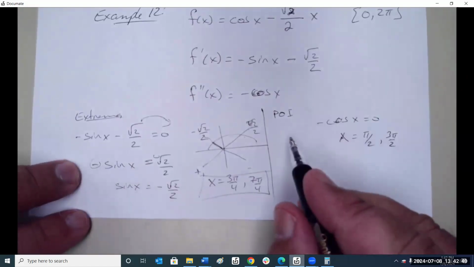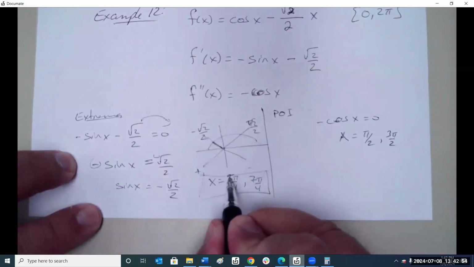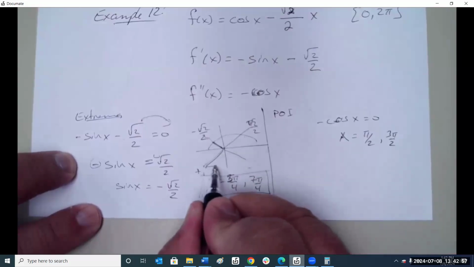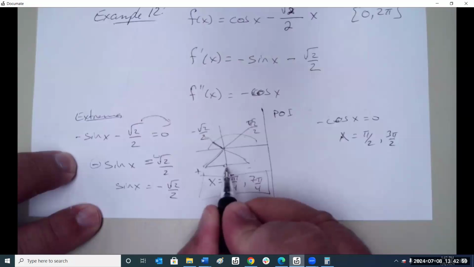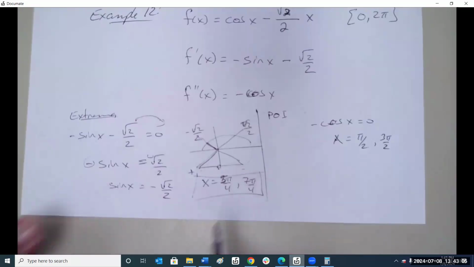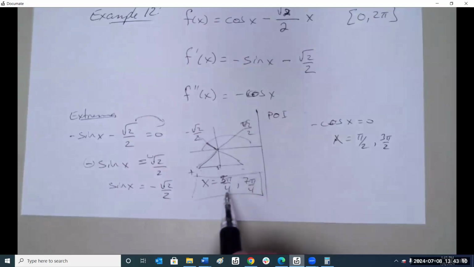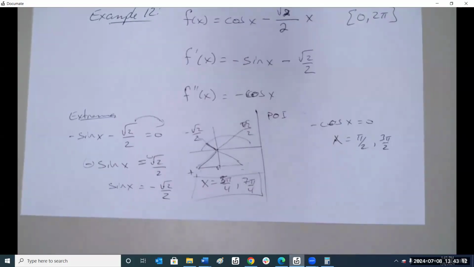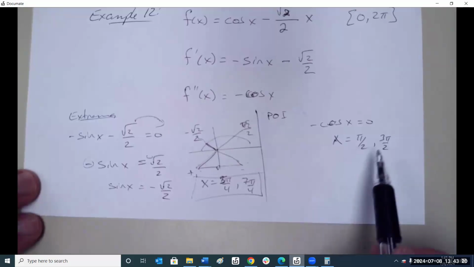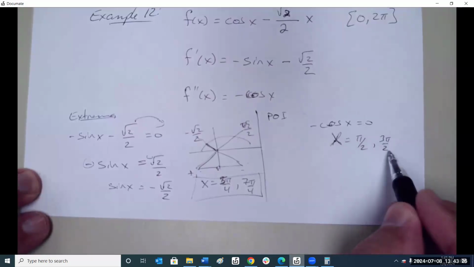No, sine is negative. It's going to be at these two places. It's at 5 pi/4. Negative square root 2/2 for sine is negative in the third and fourth quadrant. Sine is positive in the first two quadrants, negative in the second. So it's 5 pi over 4 and 7 pi over 4. And then cosine of x, the point of inflection is at pi over 2 and there.